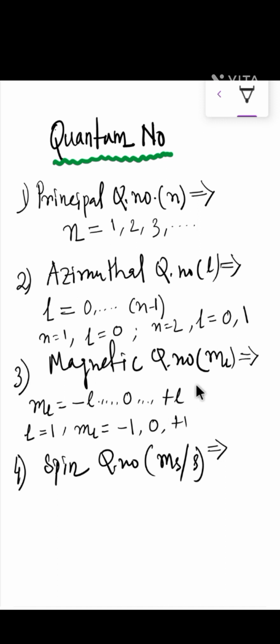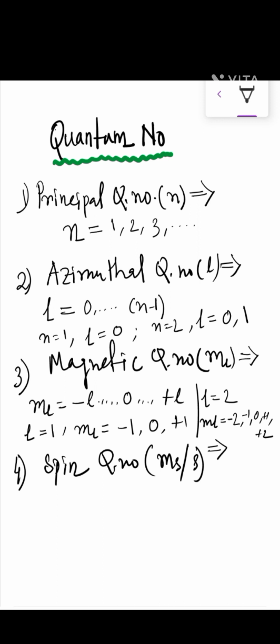If l equals 2, then what will be the m_l values? Again, as I told you, it goes from minus l to plus l, so minus 2, increasing by 1, that is minus 1, then 0, then plus 1, then plus 2. Like that, we have 5 values of m_l.